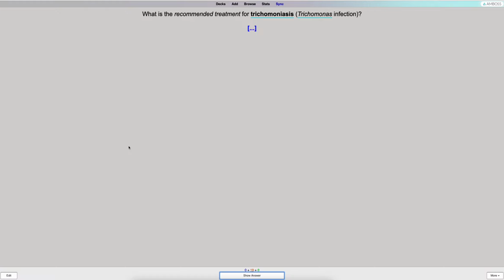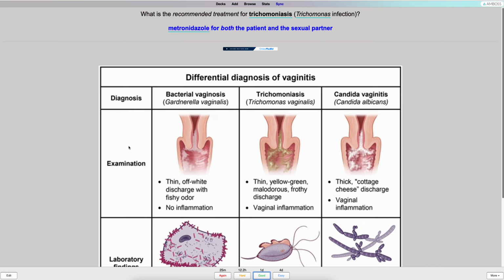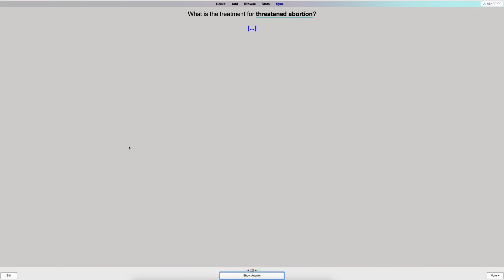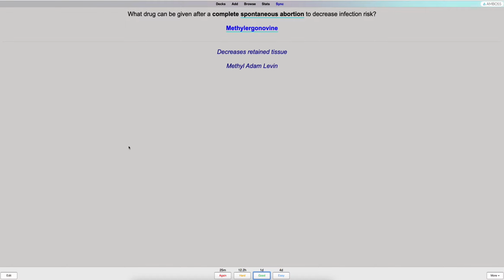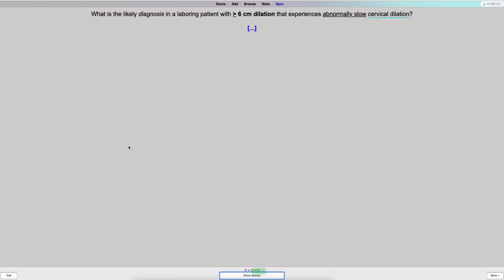Trichomoniasis is treated with metronidazole for both couples. Treatment for threatened abortion. Treatment for incomplete spontaneous abortion to decrease infection risk. What is the treatment for fetal anemia? You give red blood cells via intrauterine transfusion.